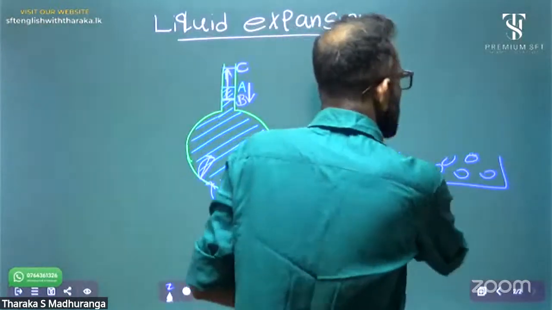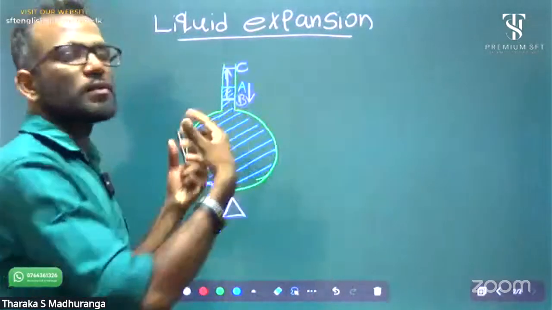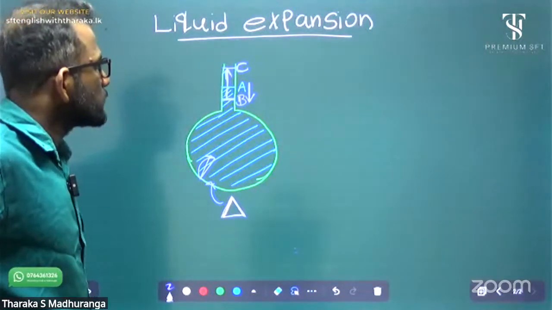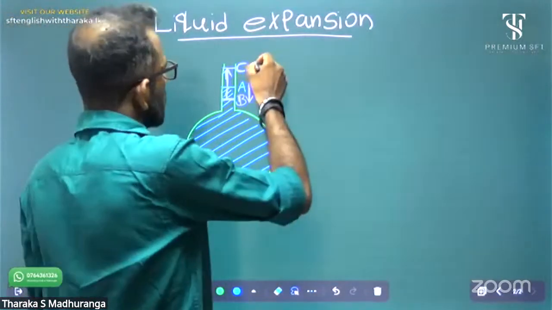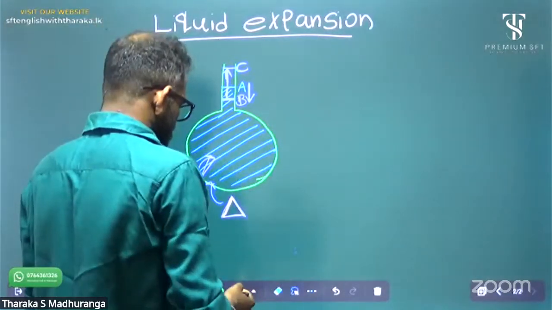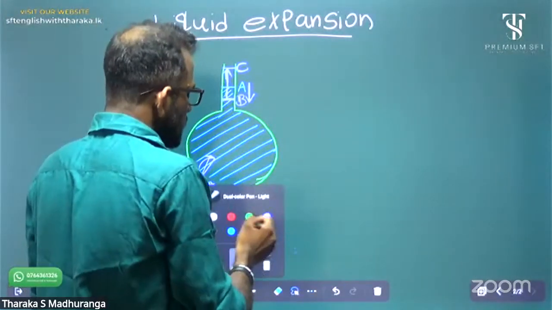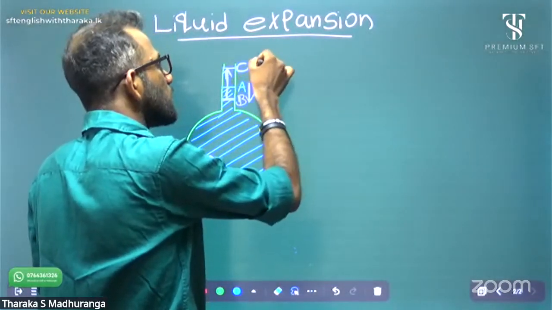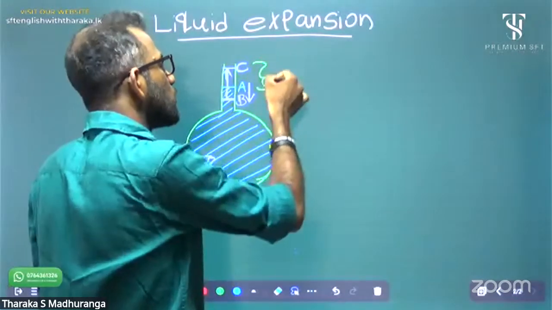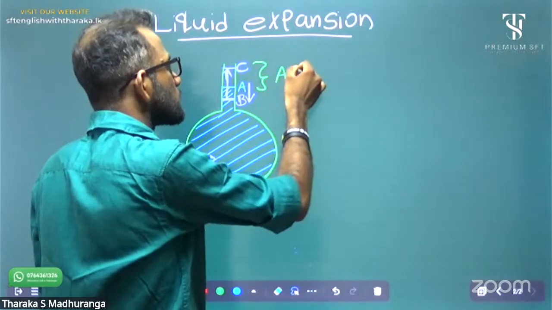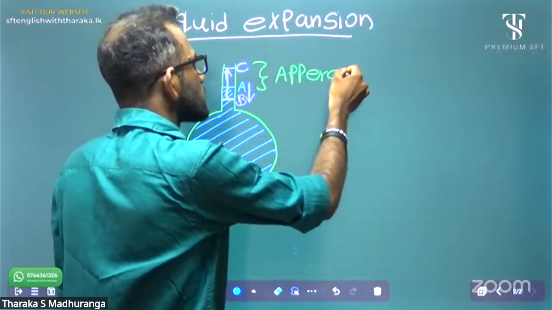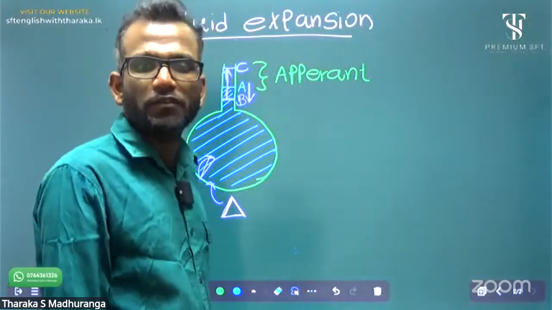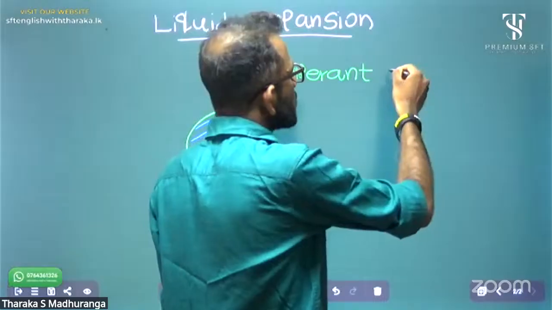Okay, now what is the actual liquid expansion? Normally it is the apparent, visible increase. This is the initial level. After some time, this is the liquid level. Normally, this difference, the volume difference, we call apparent expansion. The visible volume change that we call apparent expansion.